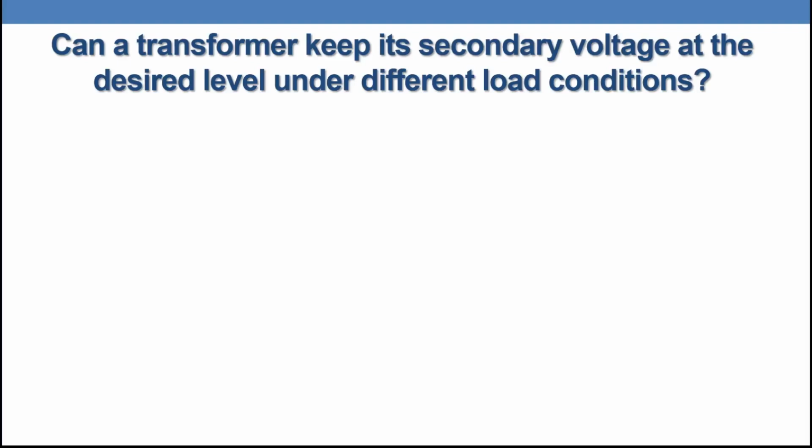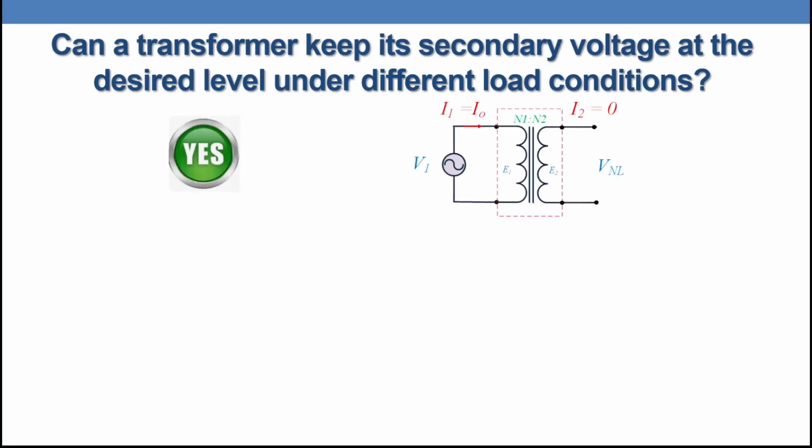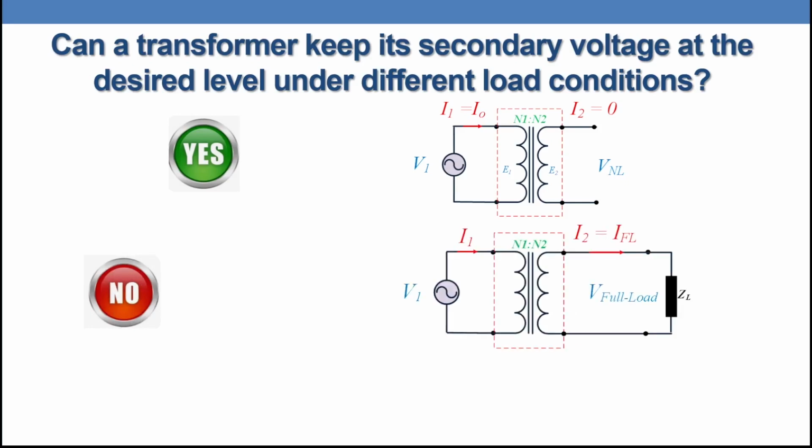Let us apply this concept to the transformer, and we need to answer these two questions. Can a transformer keep its secondary voltage at the desired level under different loading conditions? The answer could be yes. When will it be yes? When we are going to run this transformer at no load. So the source voltage equals the load voltage, where the secondary current is zero. But normally the transformer is not operating at no load. The transformer is operating at a specific load or under loading condition. So the answer is no, where the full load voltage is lower than the no load voltage, and in this case we are going to have a voltage regulation.